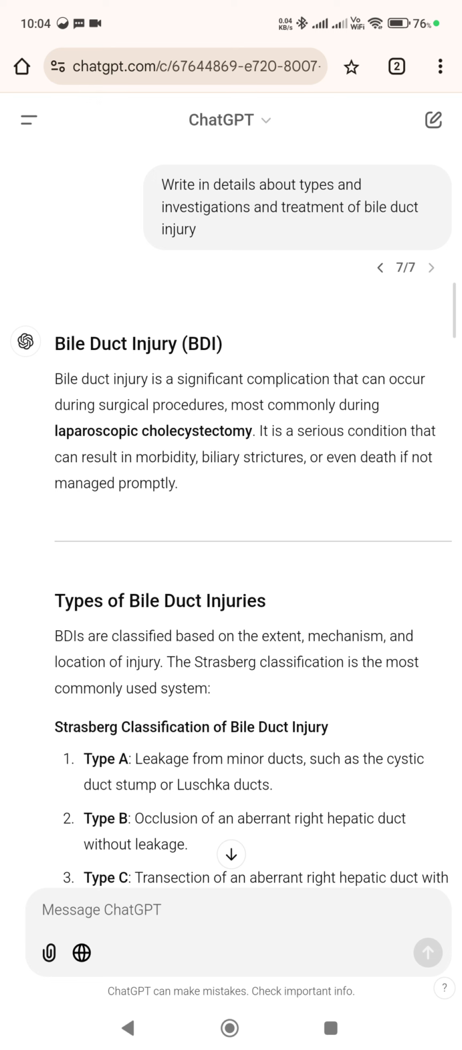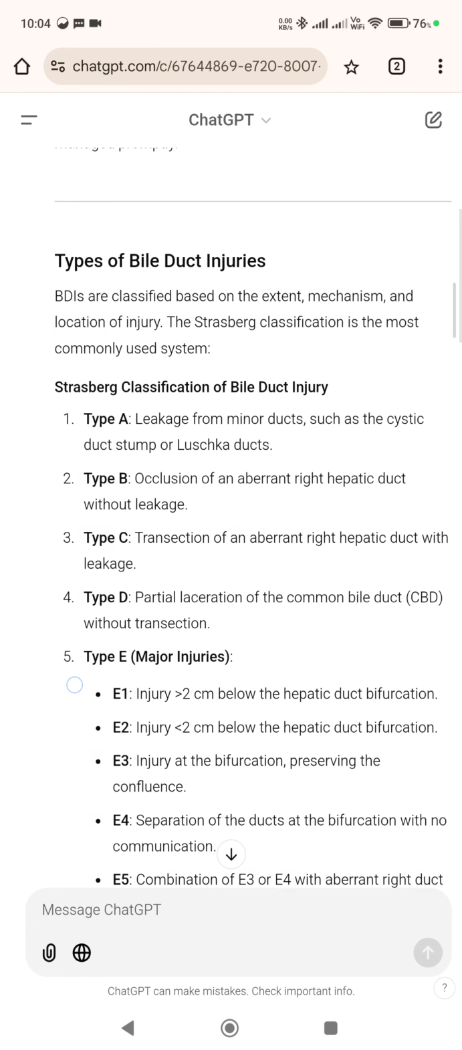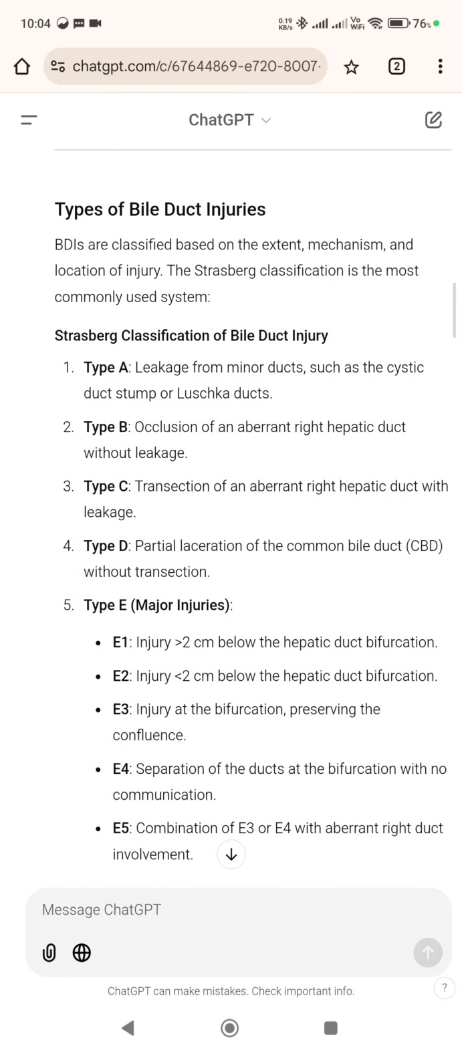1. Type A, leakage from minor ducts, such as the cystic duct stump or Luschka ducts. 2. Type B, occlusion of an aberrant right hepatic duct without leakage. 3. Type C, transection of an aberrant right hepatic duct with leakage. 4. Type D, partial laceration of the common bile duct, CBD, without transection. 5. Type E, major injuries.